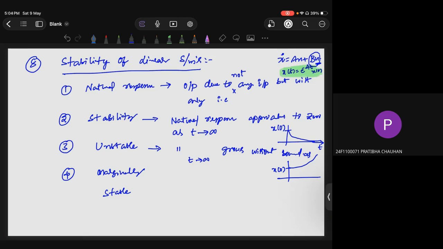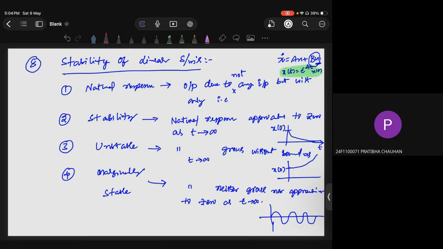Then marginally stable, same natural response. Neither grows nor approaches 0 as t is tending to infinity. That we call marginally stable. Generally the response would look like this. It will not increase and it will not reduce. So these are the general definitions.